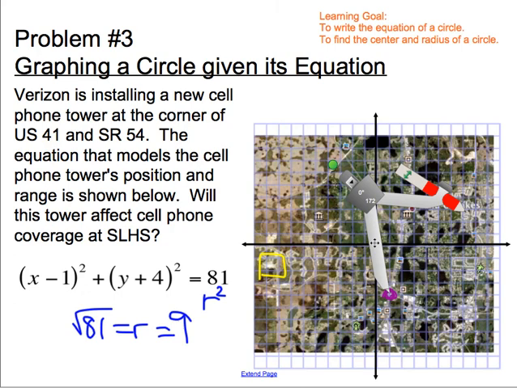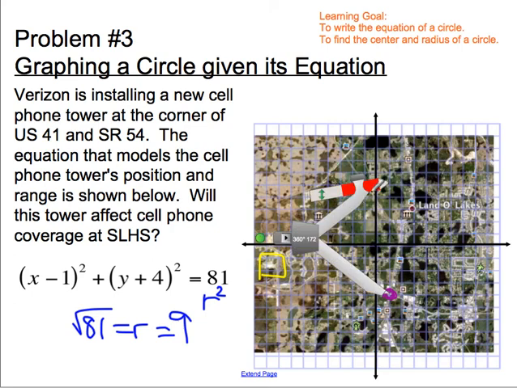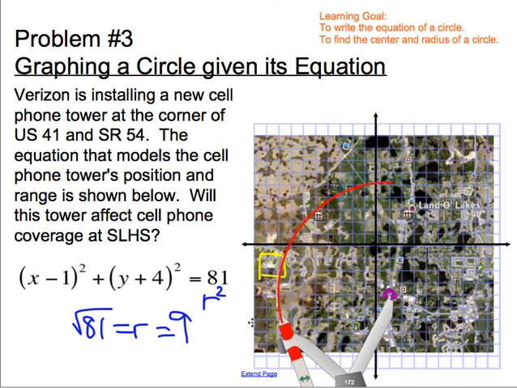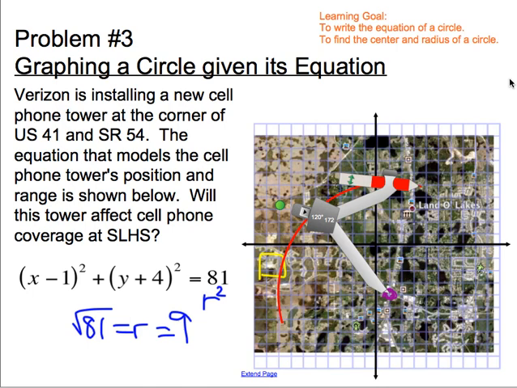So as you can see, I've now placed the compass with its metal tip on the intersection of 54 and 41. And so what I'm going to do now is draw the arc that represents that part of the circle. And as you may have guessed, that cell phone tower at 54 and 41 will just miss us here at Sun Lake High School.